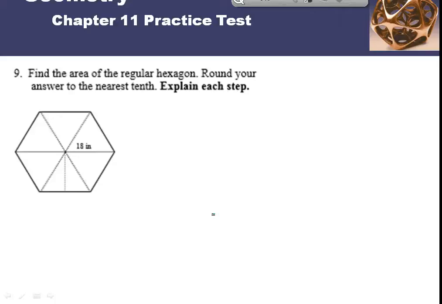Okay, for number 9, we have a hexagon, and we need to round the answer to our nearest tenth. It wants us to explain each step. Alright, so first of all, in a hexagon, let's not forget that these are still radii. All these dashed lines are radii, and remember all the radii are equal. So I know that these two sides are equal, and they're both 18. So I'm going to redraw this triangle out here, and I get that these two sides are both 18.